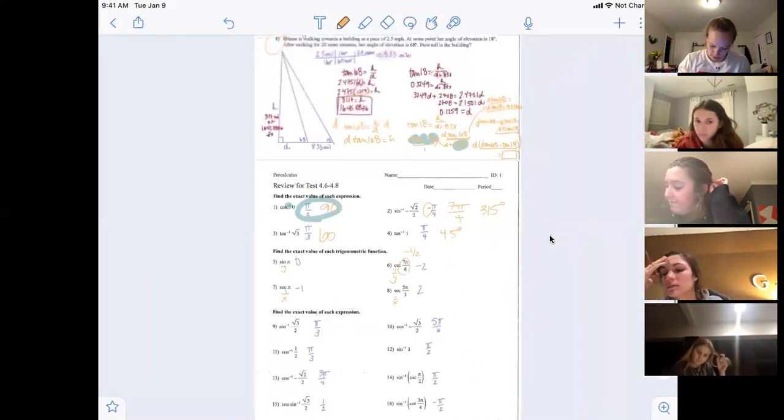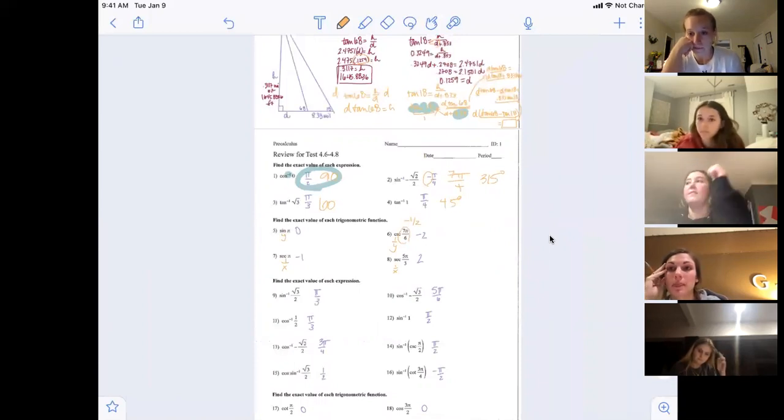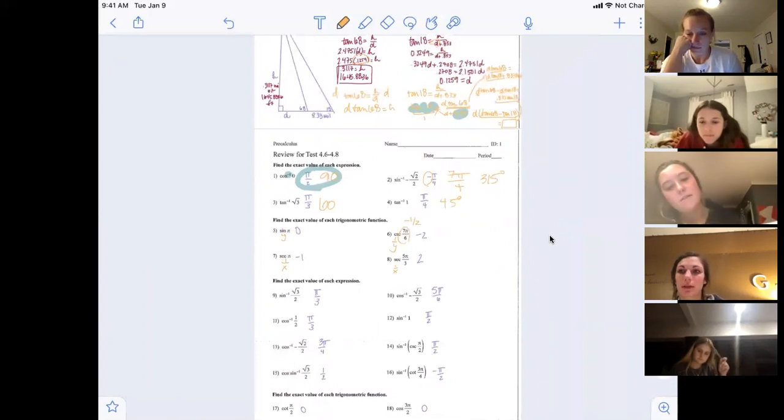Miss White, I was on retreat when we did all this, so this is like Chinese to me. I have no idea what I'm doing. I get the word problems and the sinusoid stuff, but this back page, what we're looking at right now, I don't know what I'm doing. Okay, do you have your unit circle?